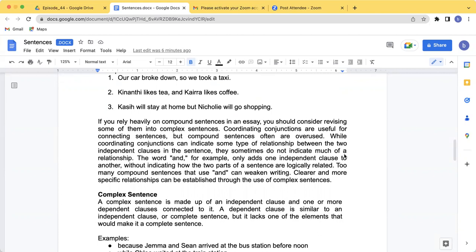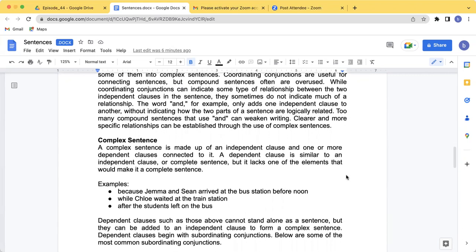The word and, for example, only adds one independent clause to another without indicating how the two parts of a sentence are logically related. Too many compound sentences that use and can weaken writing. Clearer and more specific relationships can be established through the use of complex sentences.